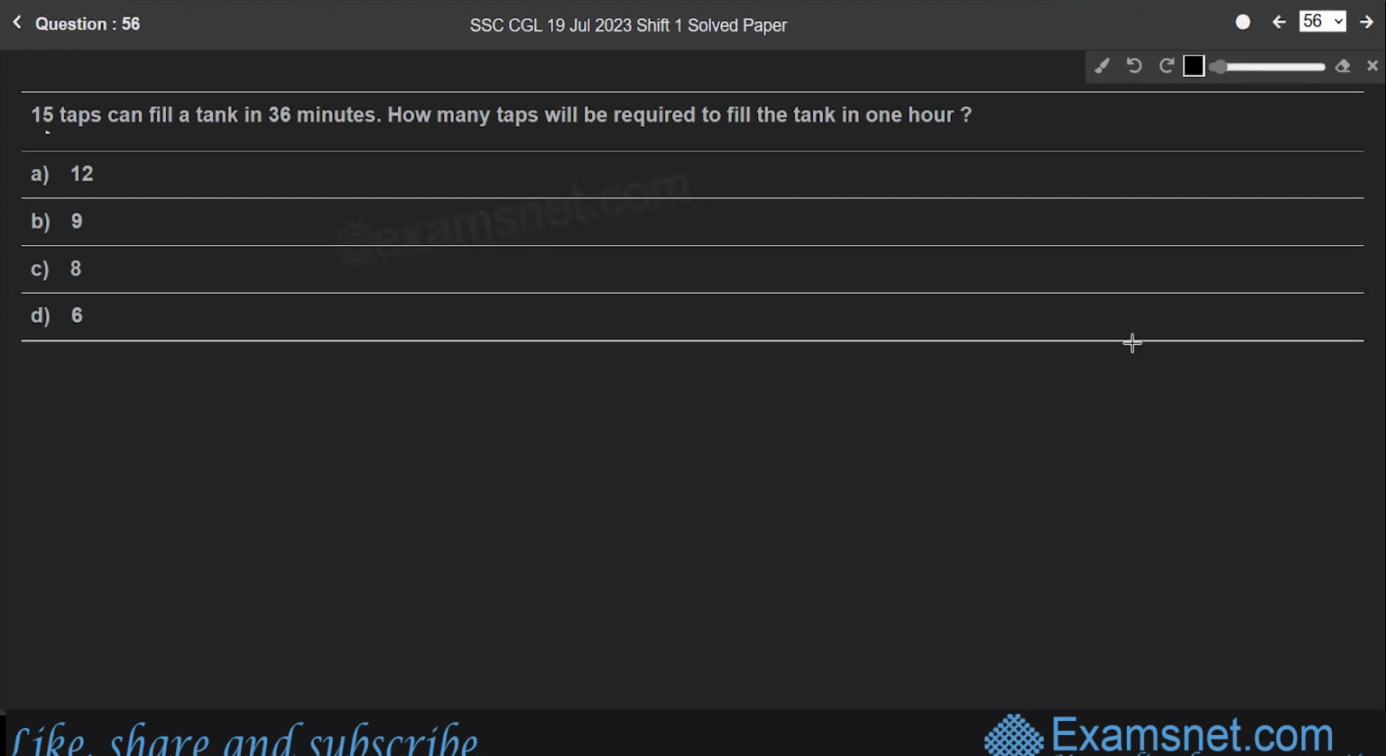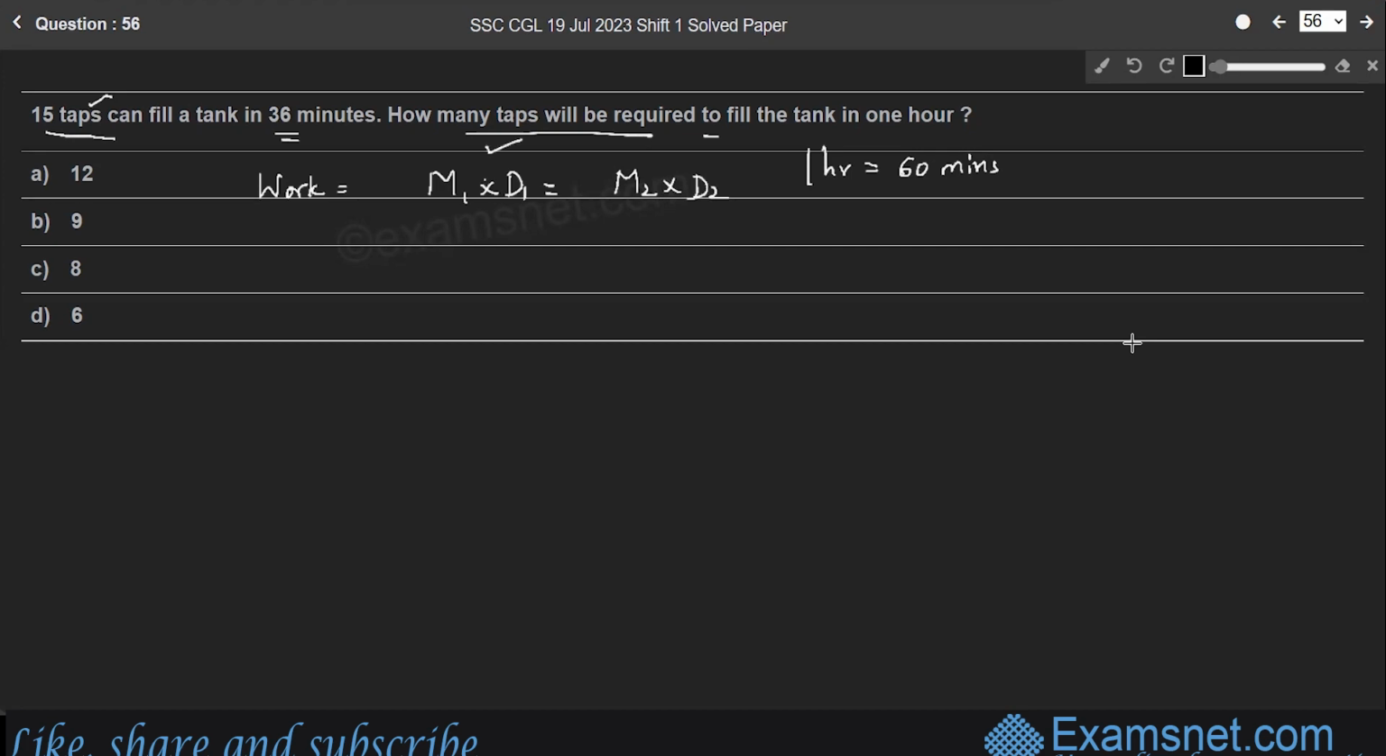Question 56. 15 taps can fill a tank in 36 minutes. How many taps will be required to fill the tank in 1 hour? So here 1 hour is equal to 60 minutes. Here, students, we are using the simple concept of work: the same amount of work needs to be done by both 15 taps and the number of taps required in 1 hour. So here work is equal to M1 D1, which is equal to M2 D2.